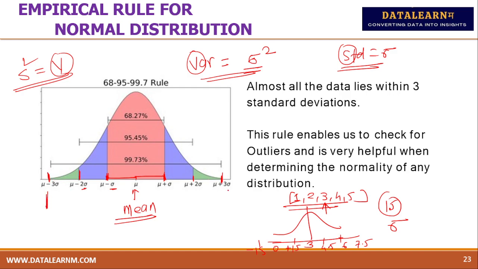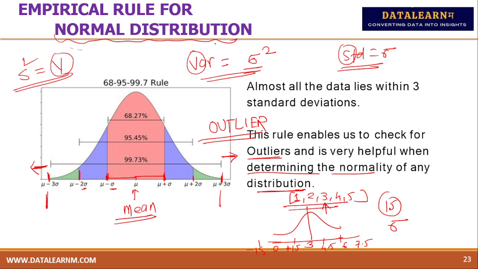So these are just the boundaries. Anything that is below this or above this will be an outlier. This rule enables us to check for outliers and is very helpful for determining the normality of any distribution. If you plot this and your graph is symmetric, you can say your data is following a normal distribution. Almost all the data lies within 3 standard deviations, that means 3 on the left side and 3 on the right side. But what is its margin? For 1 standard deviation, how much data should it have?